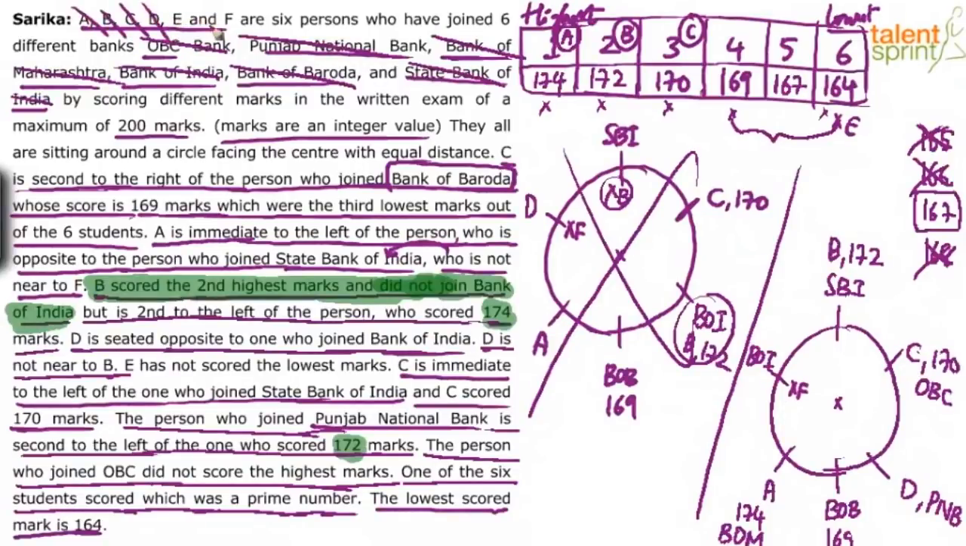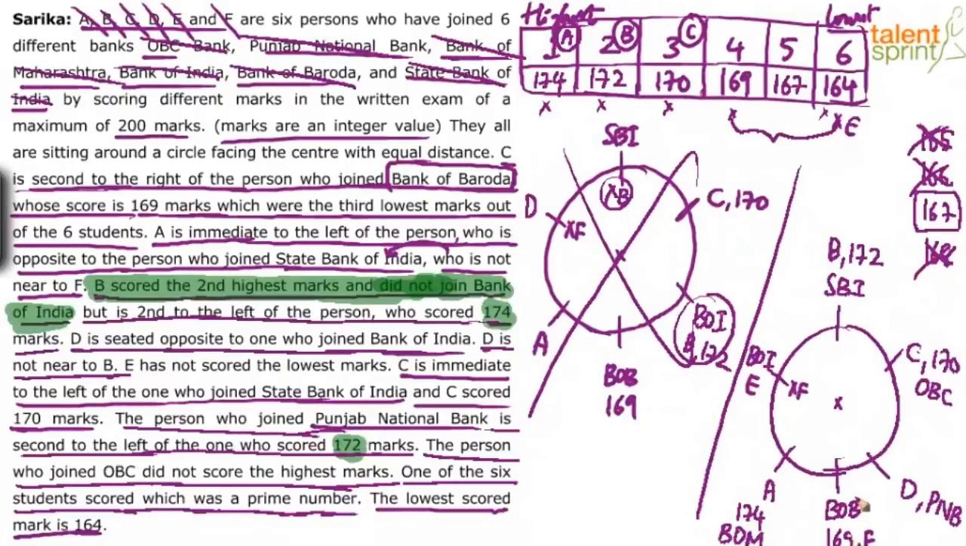E and F are left out. We know that F cannot come for BOI, so F has to come for Bank of Baroda. And if F comes for Bank of Baroda, this should be E. E comes for Bank of India. So done. Persons are done, banks are done. Only values are left. Now in terms of values, what all are fixed?